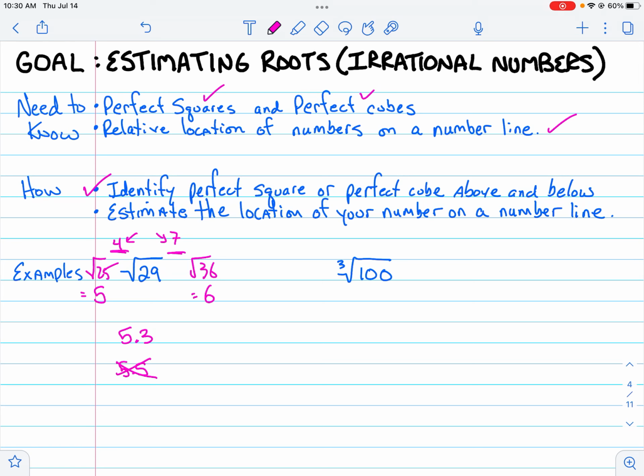We're going to establish what the lower cubic root is. The lower cubic root is the cubic root of 64, which equals 4. And the higher cubic root is the cubic root of 125, which equals 5, right? That's the point here, estimating the location of your number on a number line. That's what we're going to do right now.